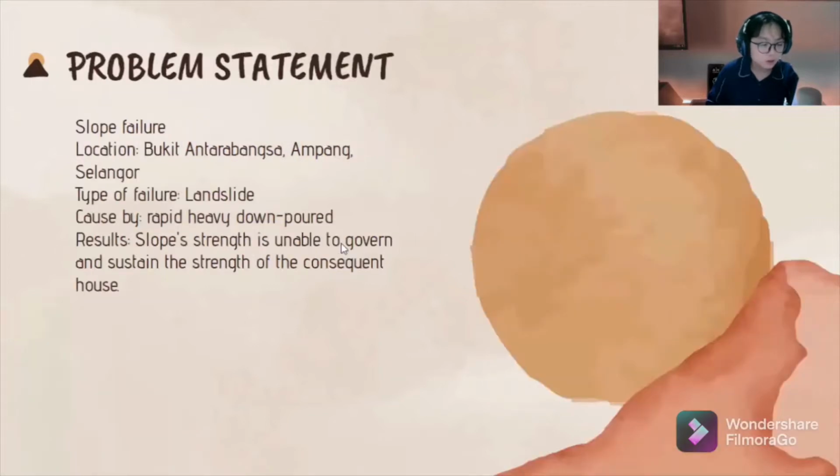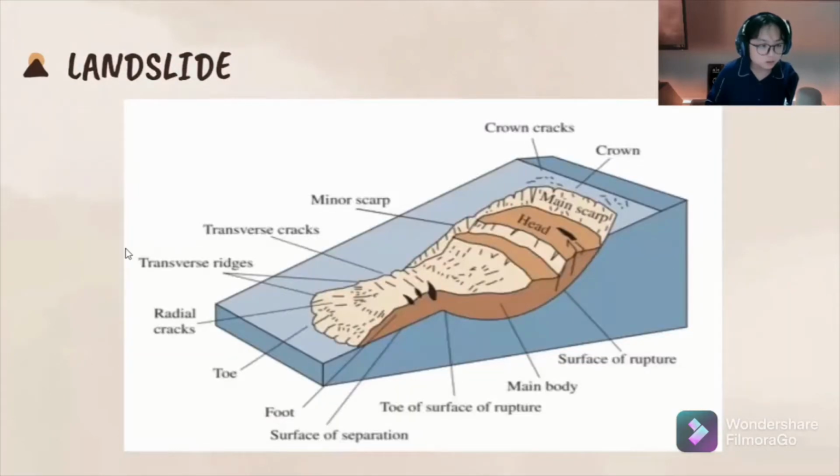The problem statement is slope failure at Bukit Antarabangsa, Ampang, Selangor. The type of slope failure is landslide, where downward movement of the soil mass occurs on the surface of fracture due to rapid heavy downpour. As a result, the slope became unstable and could not sustain the load of the houses. The flowing water on the surface will cause erosion.